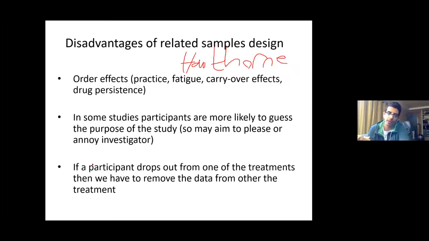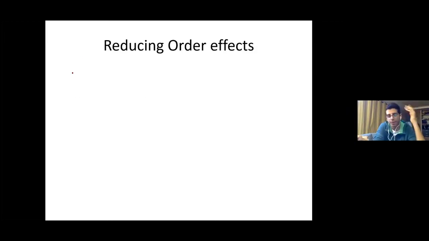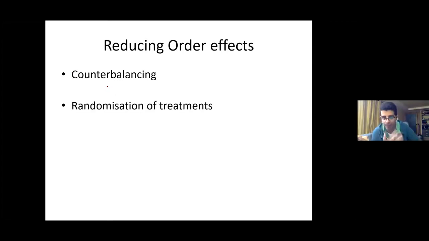Last but not least, our final slide dictates how we can reduce order effects. So how do we do that? It's very simple. We have a number of ways. The first one is counterbalancing. I already talked about it earlier. So, for example, you have 16 people. You give 8 people drug A, then drug B, and then you give the other 8 people drug B, then drug A. This is called counterbalancing. You can counterbalance, but randomize it.